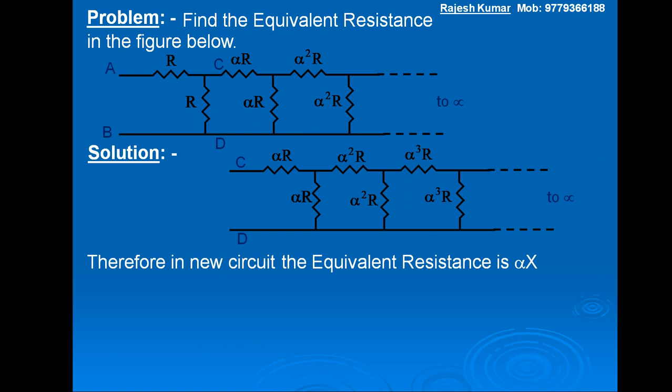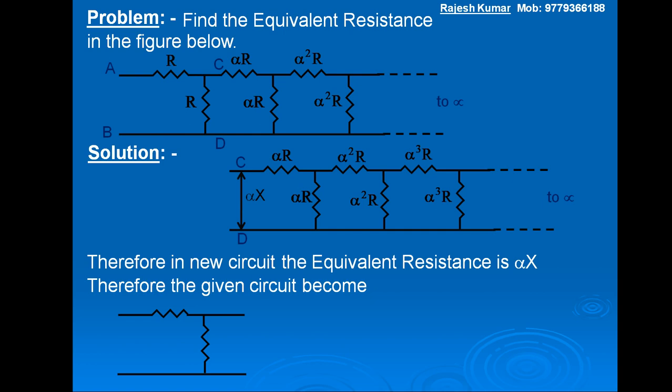Let these 2 points C and D be the same as A and B, and the resistance between C and D becomes alpha X. When we multiply each resistance between A and B by alpha, the equivalent resistance becomes alpha X between points C and D. Therefore, the given circuit becomes: draw the first element of two resistances R and R between A and B, and the equivalent resistance between A and B is capital X.